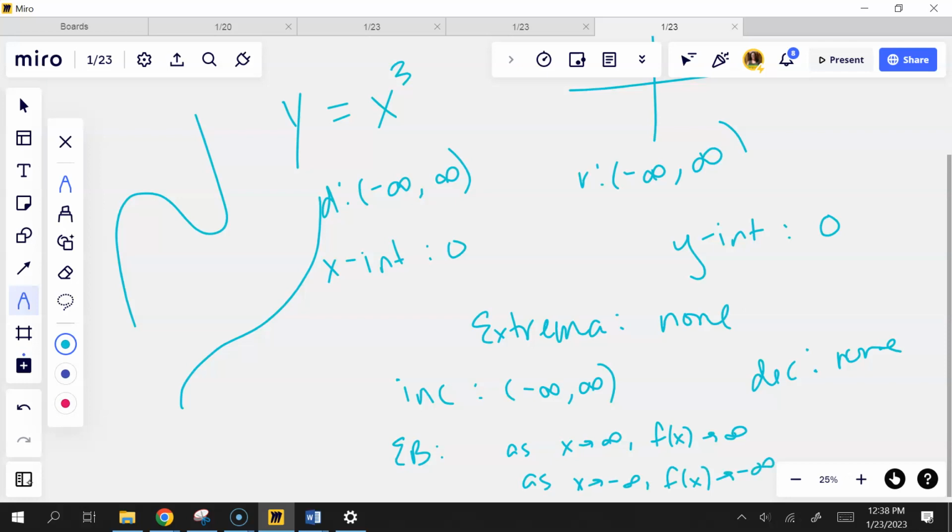Does it have any discontinuities? None. It is a continuous function. No break, a jump, a hole, anything like that. Can you draw it without lifting your pencil? Yes. So no discontinuities. Is it even or odd? It's an odd function. A 180-degree rotation would map it back onto itself. This is all we're doing.